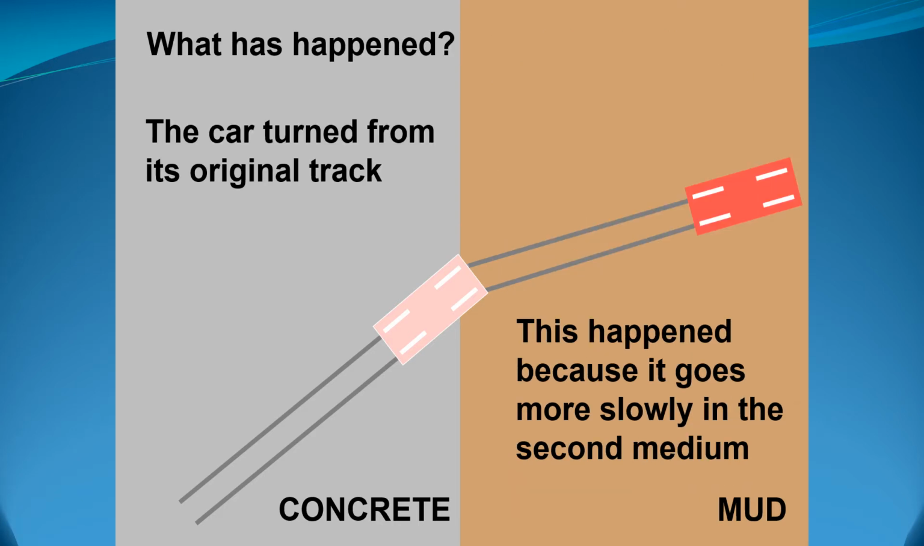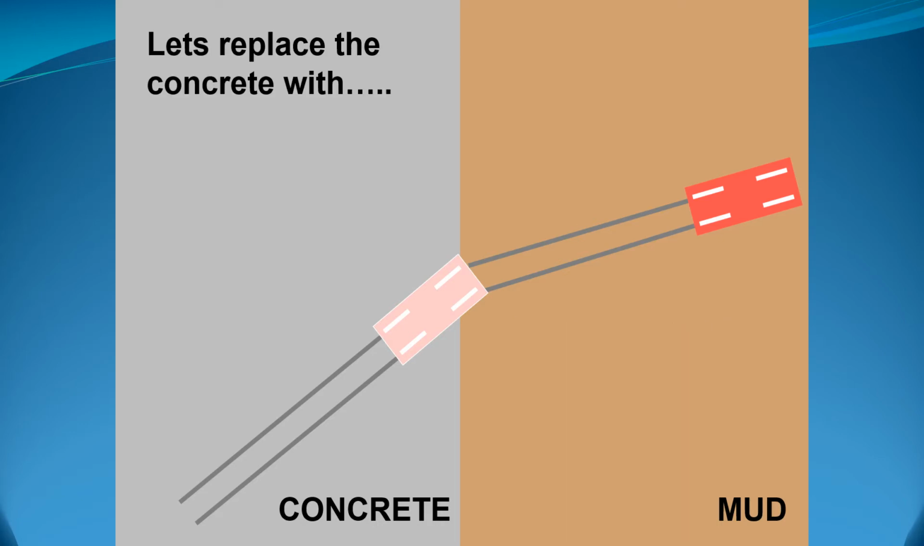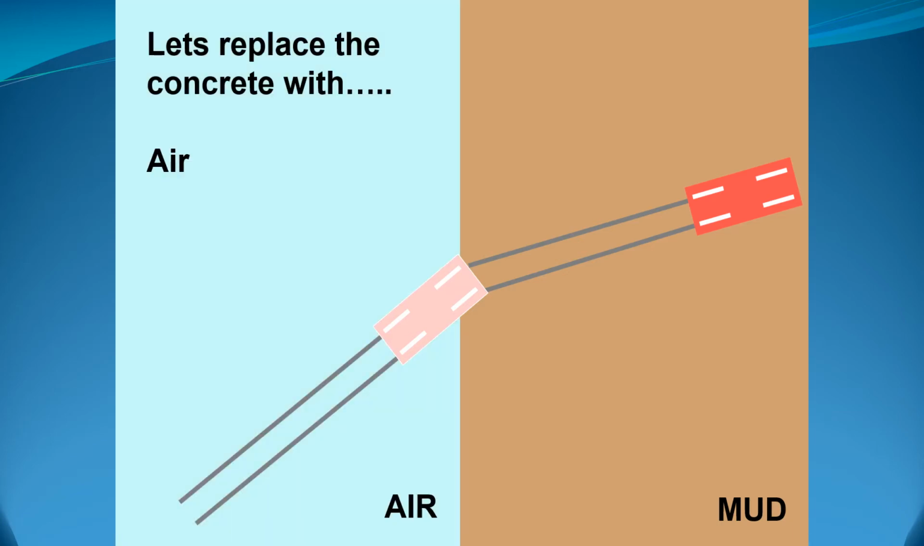Now, we're going to take this image and we are going to replace the car, the concrete, and the mud with light, air, and glass. So we're going to change the concrete with air, because just like how the car travels quickly on the concrete, light travels quickly in air.